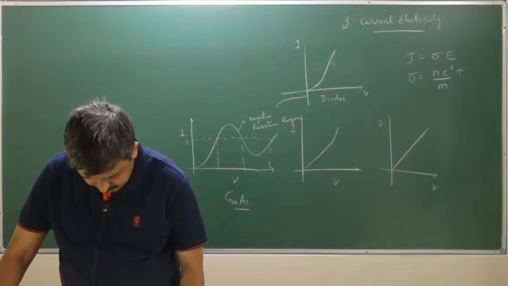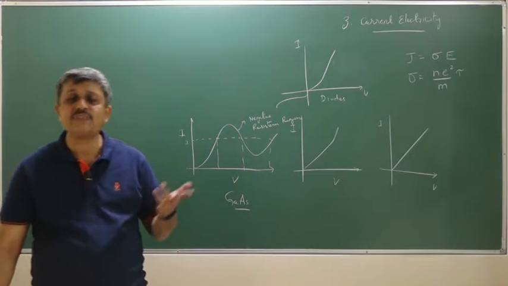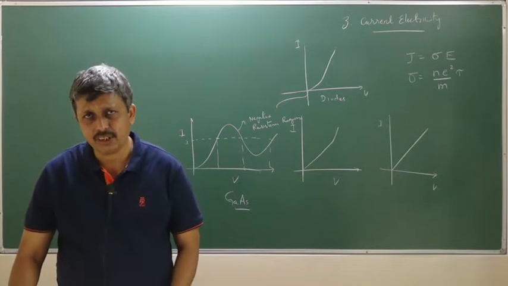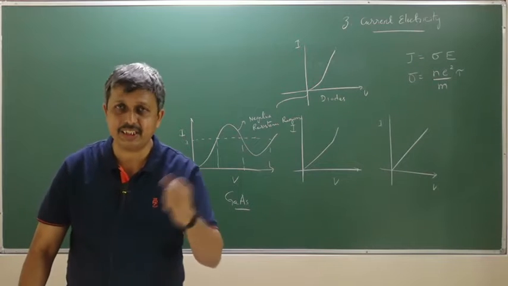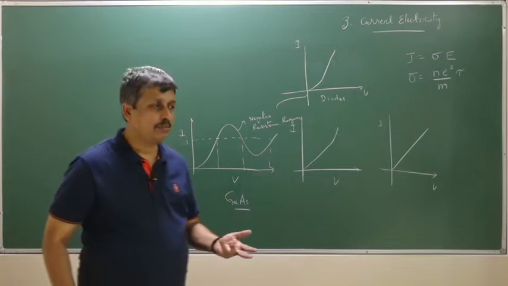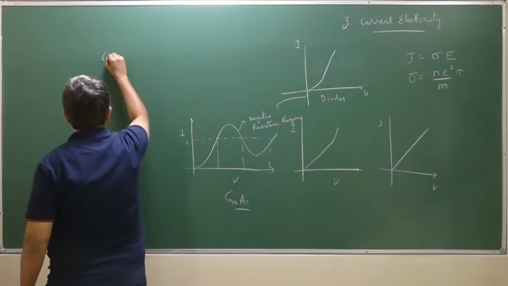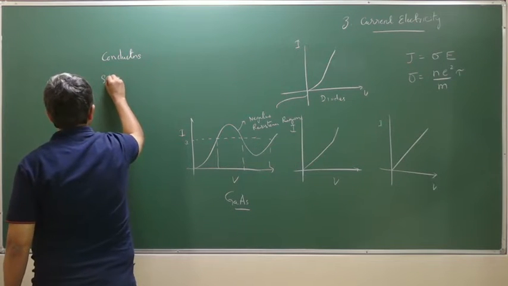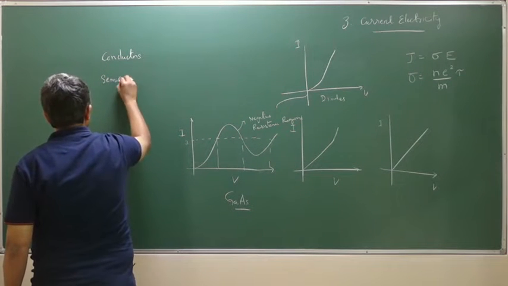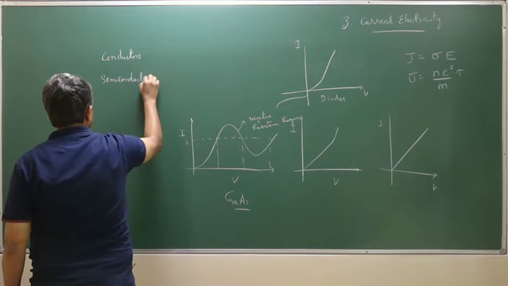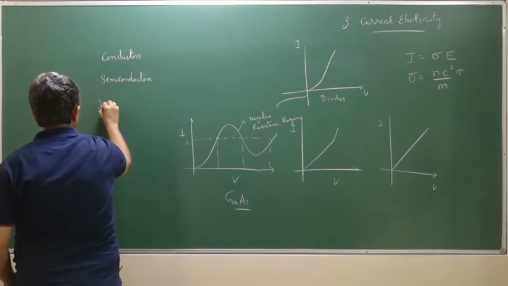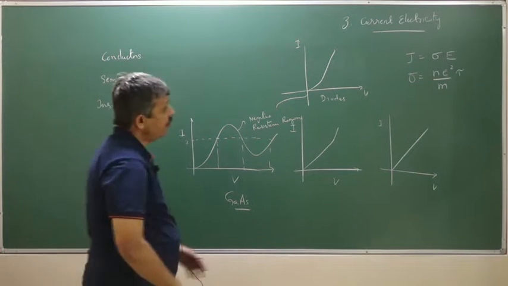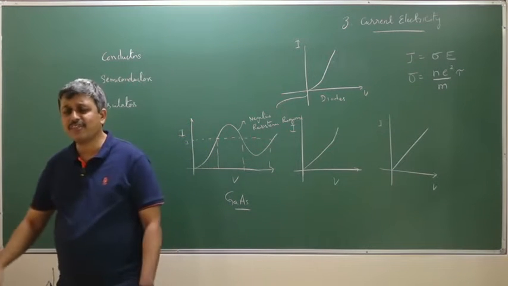The next step is to see the general values of the resistivity of various kinds of materials. It's just information. There are some kinds of materials like conductors, semiconductors, and then insulators. They have very different ranges.